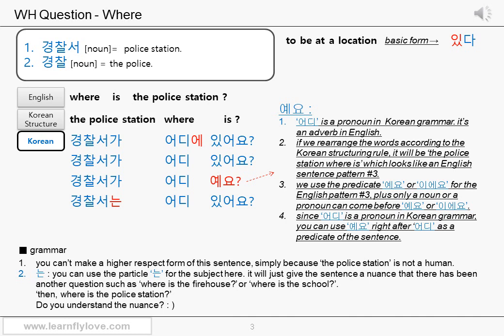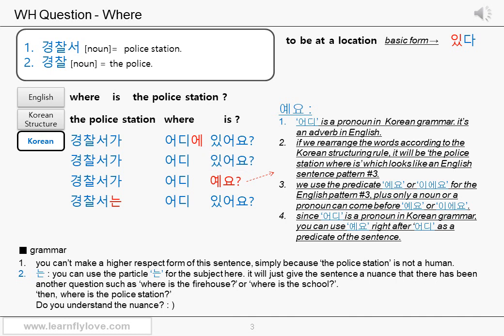Then, what is the sentence structure in Korean? The police station. Where? Is. Right? The police station. 경찰서. Let's add a particle 가. 경찰서가. Where? 어디에. Is. 있어요? 경찰서가 어디에 있어요? Yes, it is a good sentence, but we can make it sound a little bit simpler and more natural if we get rid of particle 에 from 어디. 경찰서가 어디 있어요?